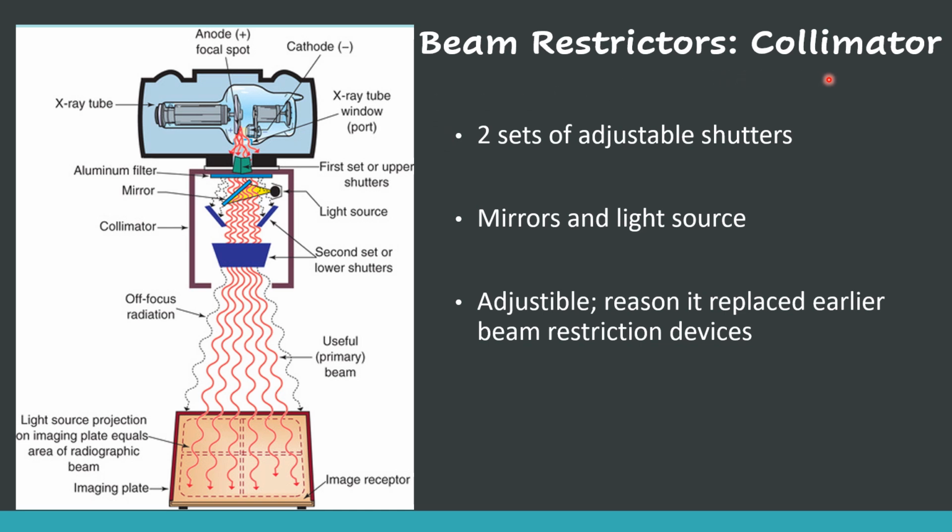Beam restrictors, collimator, 2 sets of adjustable shutters, mirrors, and light source. Adjustability is the reason it replaced earlier beam restriction devices. So again, cathode, anode, we have our X-ray tube. It goes through the port window. We can have leakage from this area here. We can also have leakage from the collimator box as well.